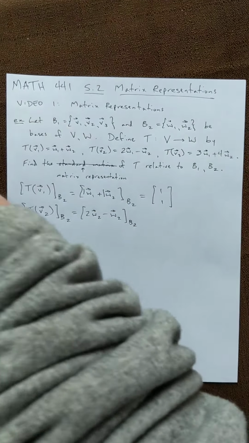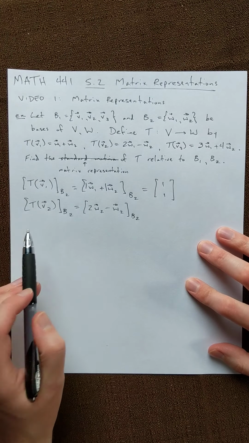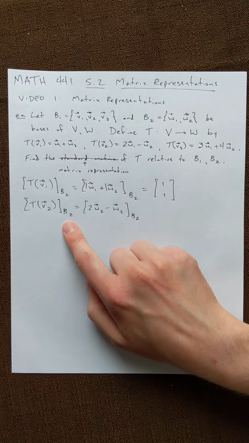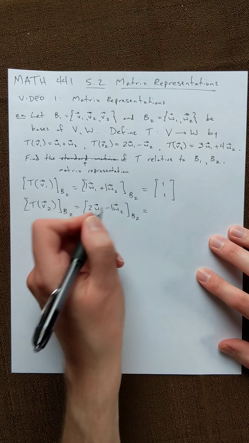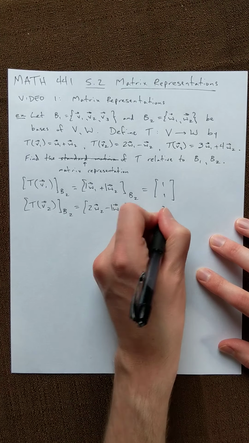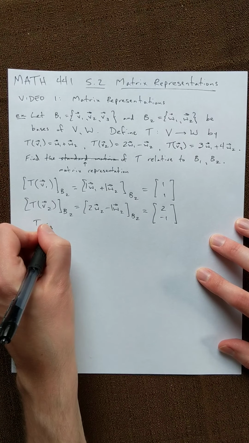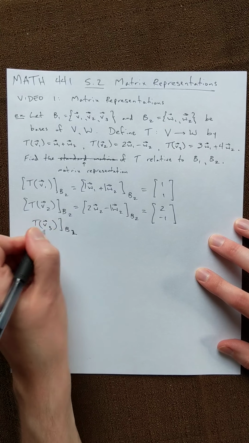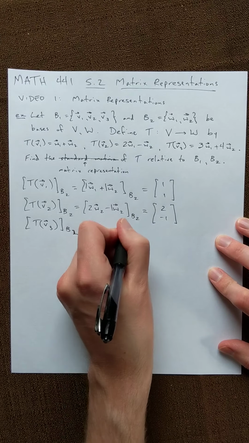Anyway, we want each starting vector, take T of it, and then write our answer as a coordinate vector relative to the ending vector space. In this one case, our coefficients are 2 and negative 1. And then the last one, T of V3. The coefficients are going to be 3 and 4.